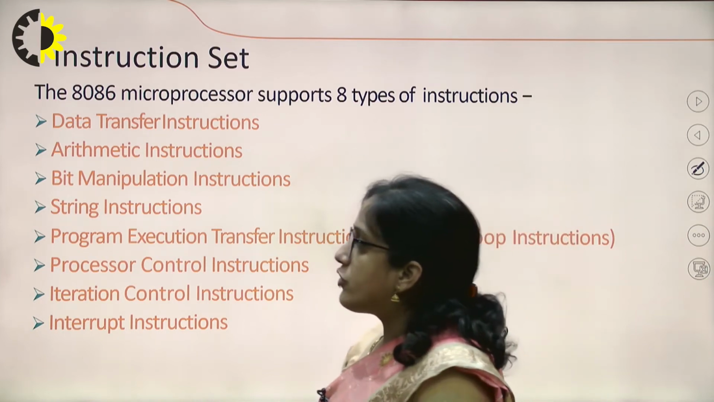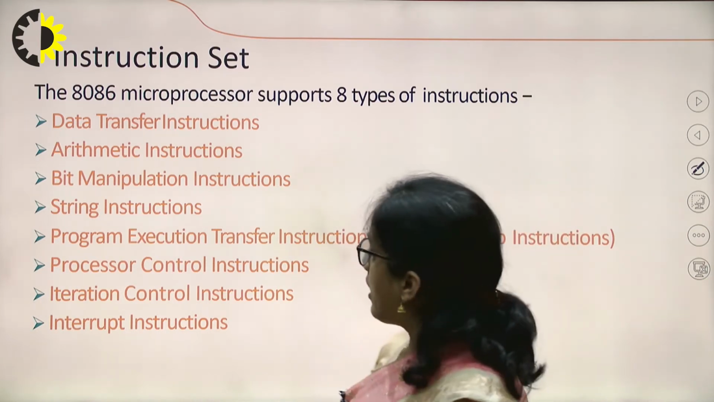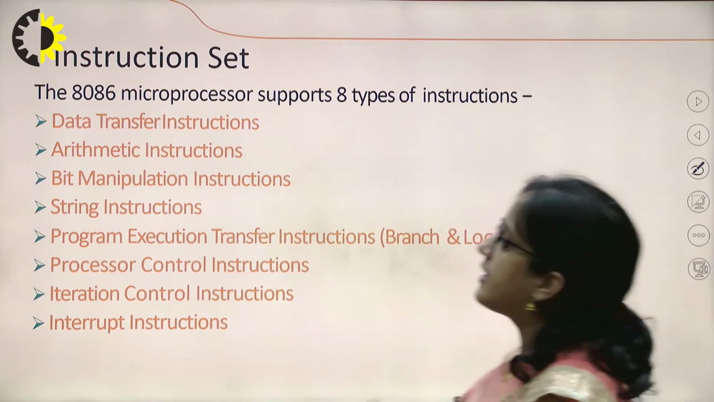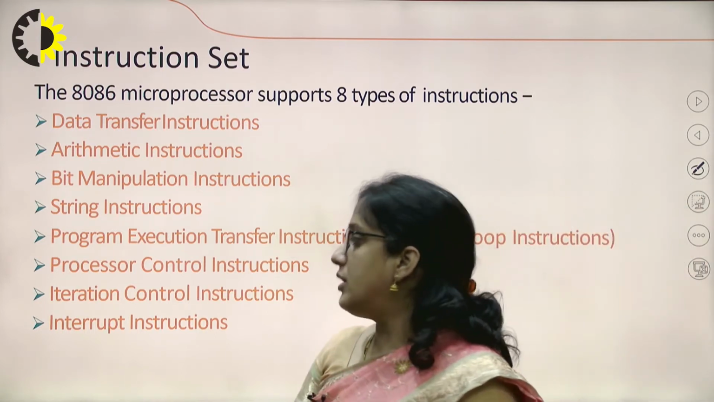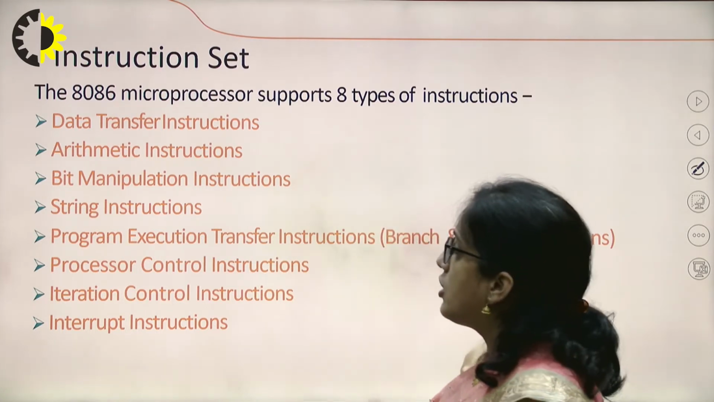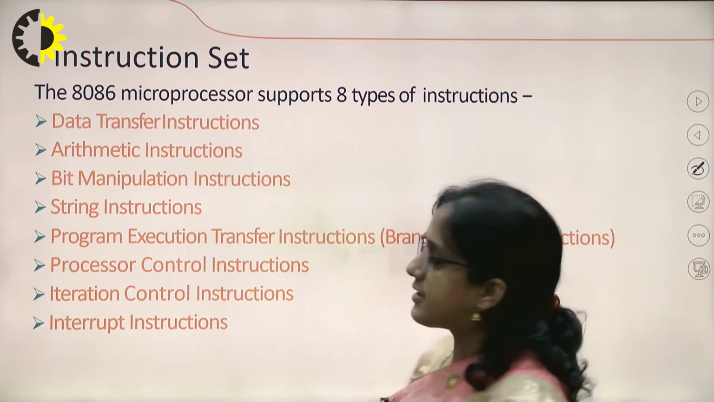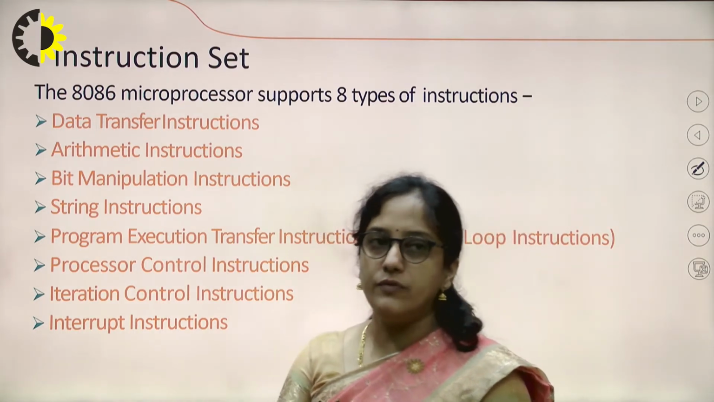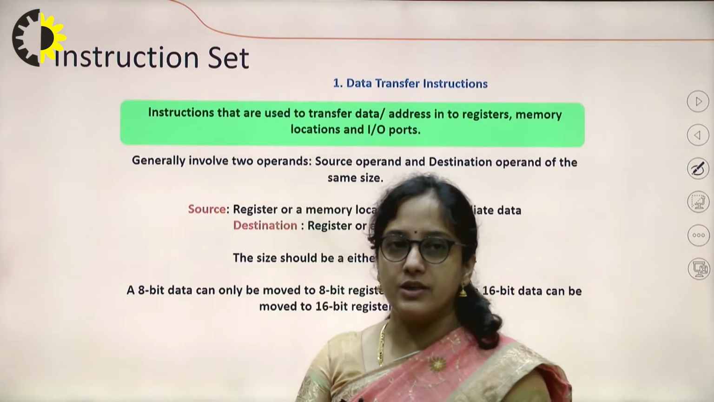The fourth group consists of string instructions. Then program execution transfer instructions, meaning branch and loop instructions. Next we have process control instructions, iteration control instructions, and interrupt instructions. We will discuss one by one what each group of instructions consists of. First, we are going with data transfer instructions.